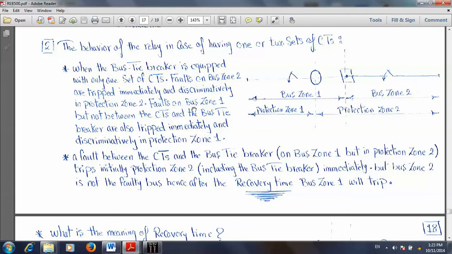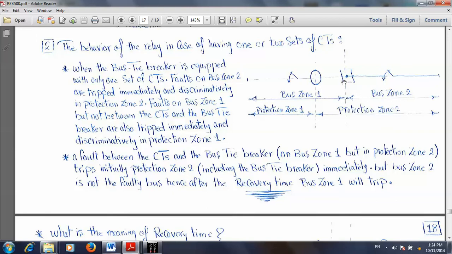Okay, then a fault on bus zone 1, but not between the CT and bus tie. It means from here up to here. Any fault happened in this place, only bus zone 1 will also trip immediately and discriminatively. It means only bus zone 1 will be tripped and bus zone 2 will keep healthy.